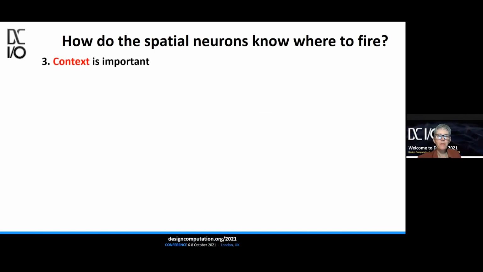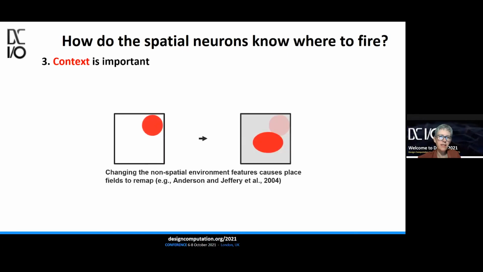So the third type of information that's important is what I call context, which is stuff in the environment that's not specifically spatial, but it defines the space. For example, the color of the walls helps you know what room you're in, together with all of the other things like knowing what room you were in and how you just walked and so on. So these non-spatial cues will also reorganize place cells.